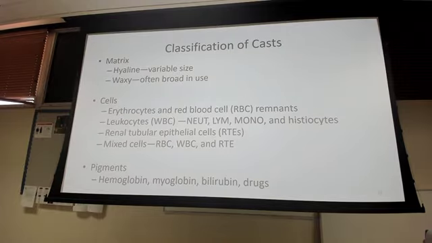Here is the classification of casts. You have your matrix, which is your hyaline cast or waxy cast, which we talked about in block 1, so we're not going to talk about it again. Then we have cells: your red blood cell cast, your white blood cell cast, your renal tubular epithelial cell cast, and a mix of all of them. And then the pigments can come from hemoglobin, myoglobin, bilirubin, or from drugs.